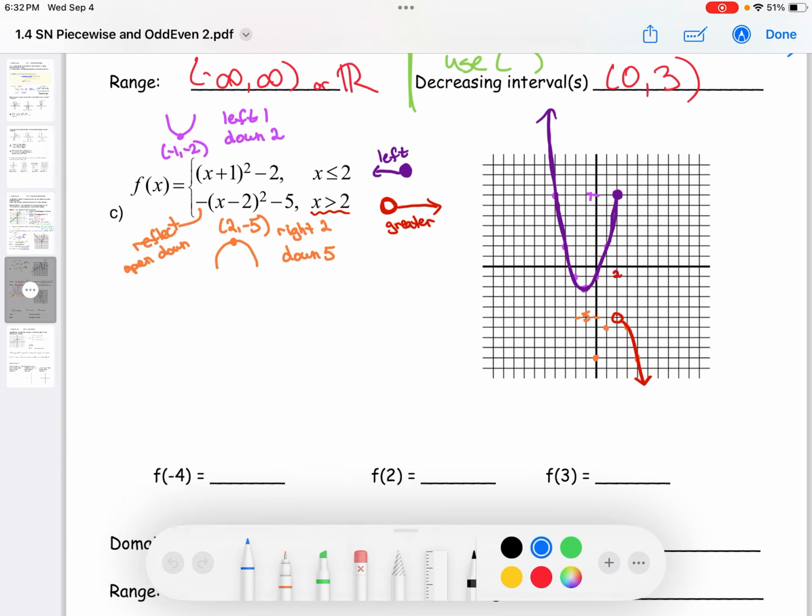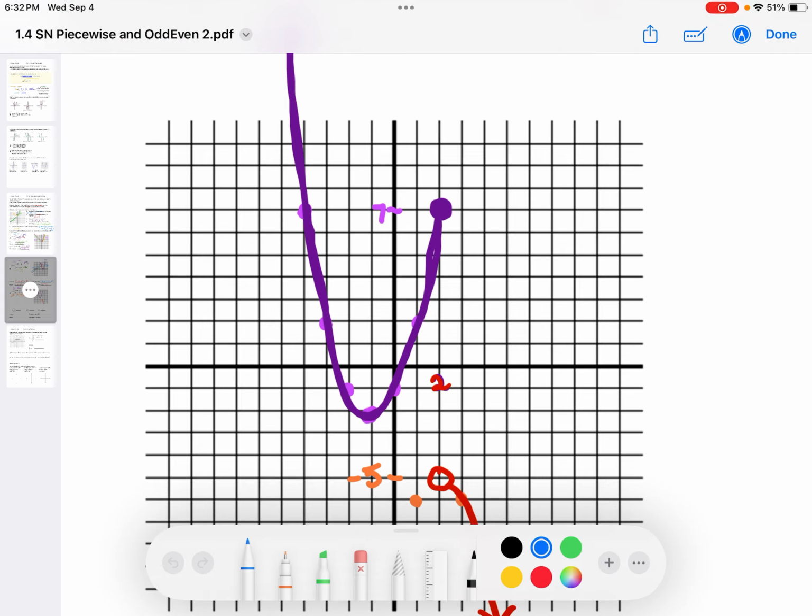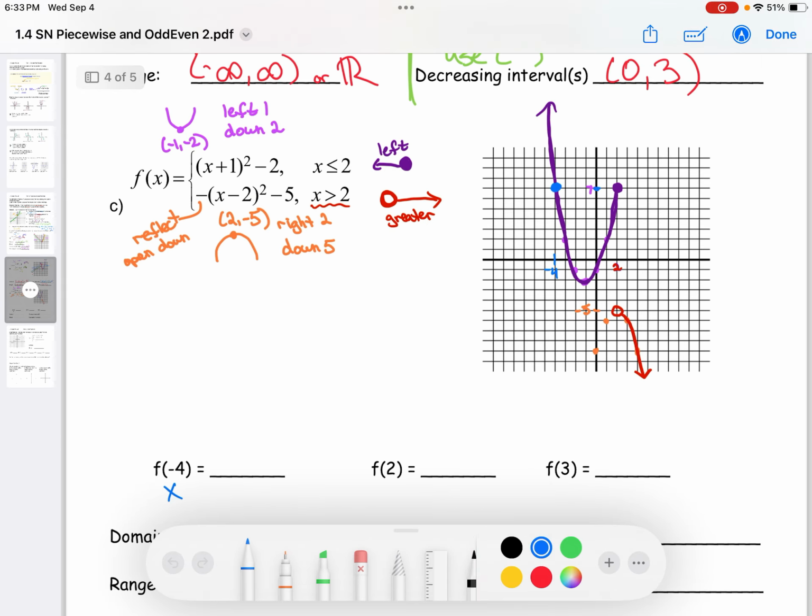F of negative 4 is giving us an x value of negative 4, asking us for the y value. So come over to the graph, and where x is negative 4, we're looking for where that function exists. And that point is up here at that y value of 7. So this point, negative 4 comma 7, is on the graph. So f of negative 4 is 7.